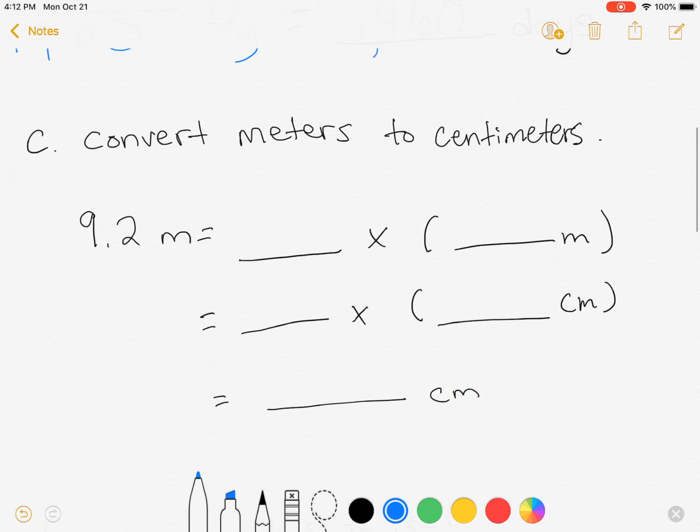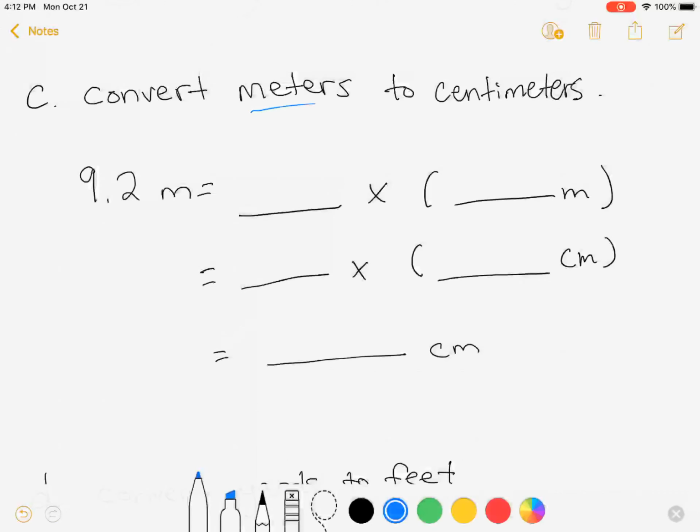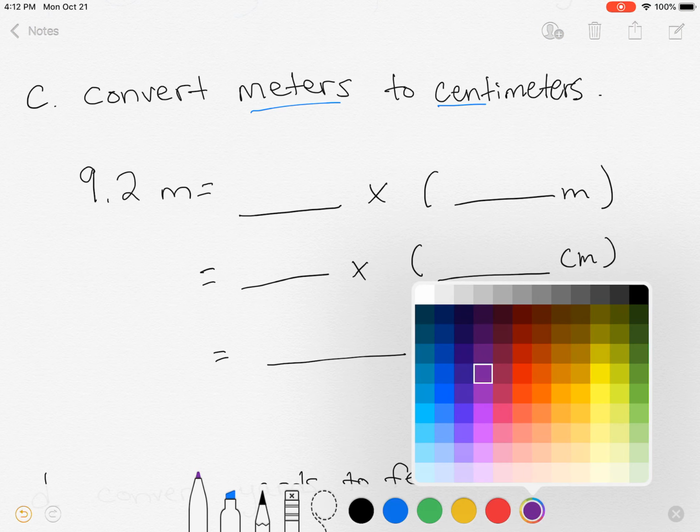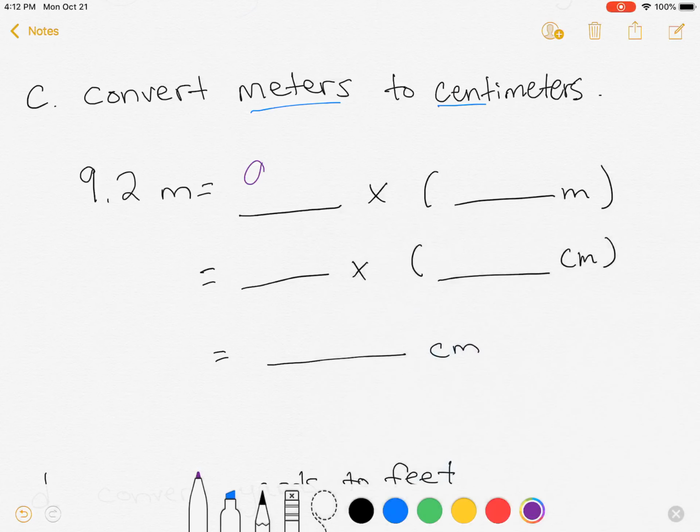Okay, next problem. Convert meters to centimeters. So we have 9 2/10 meters equals, what am I going to put on the line? 9 and 2 tenths. Okay, we'll change the colors. 9 2/10 times 1 meter. You put the same thing, 9 2/10 times 100, because there's 100 centimeters in 1 meter.